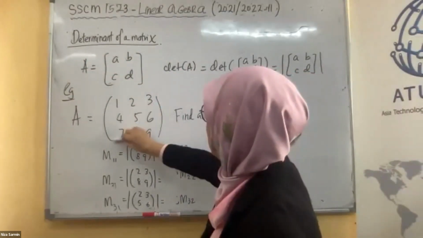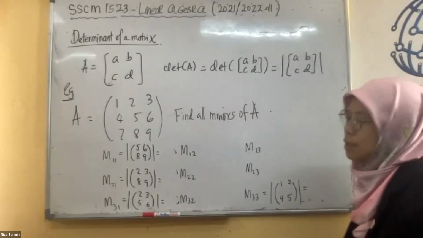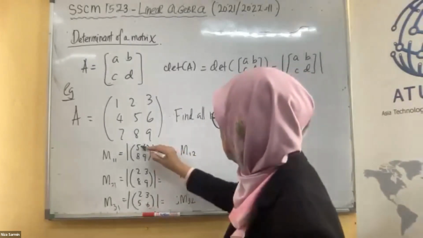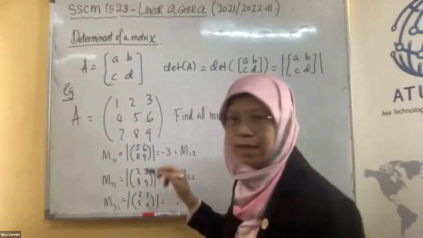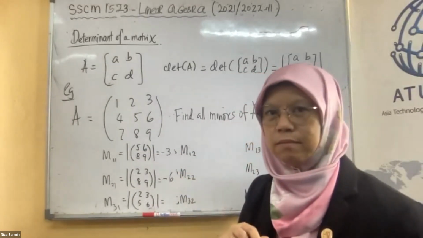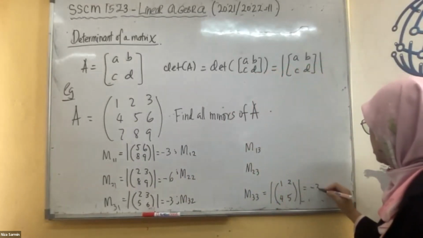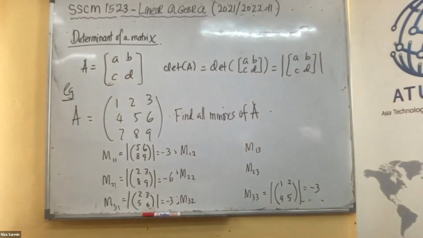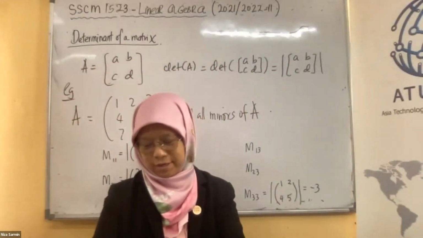Let's try the last one. 3,3: 1, 2, 4, 5. And then you remember for 2 by 2, you just do AD minus BC. So this is 45 minus 48, 18 minus 24, 12 minus 15, and last, 5 minus 8. So these are the minors.